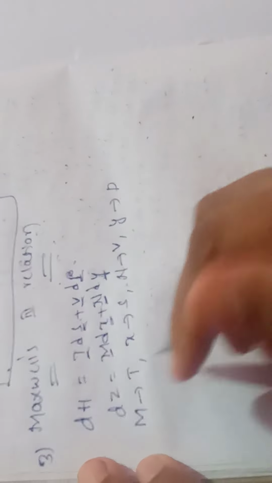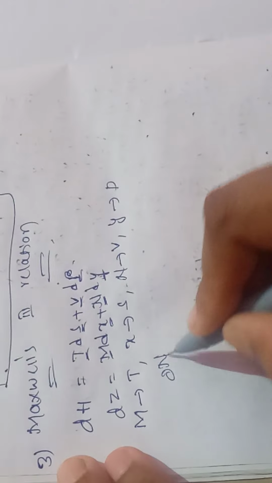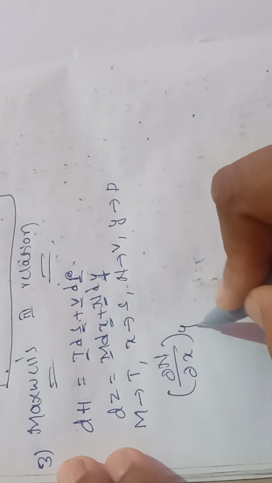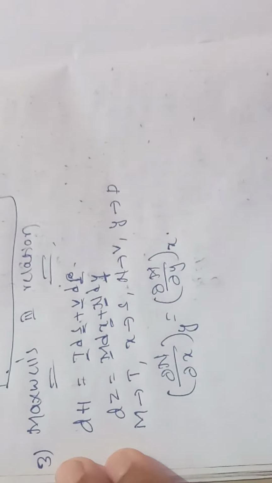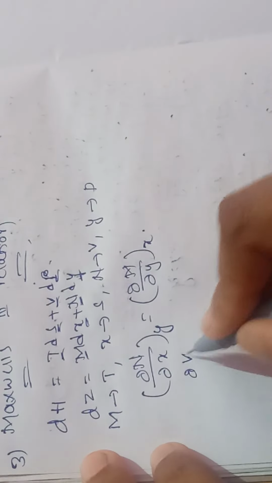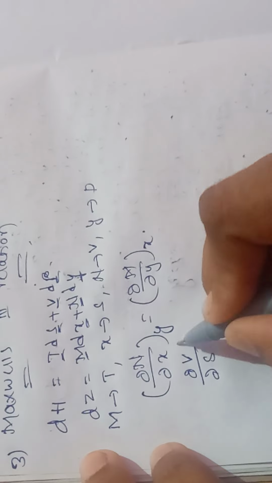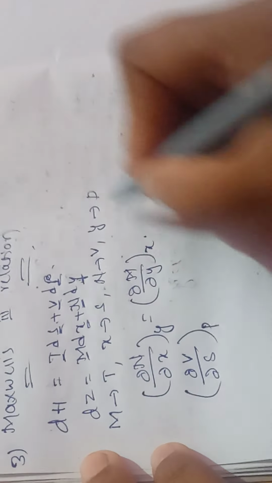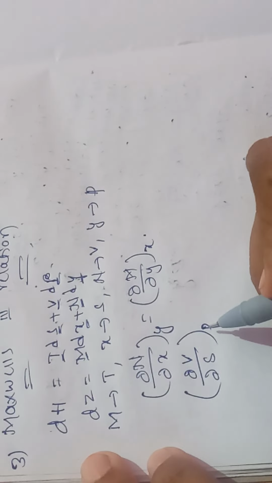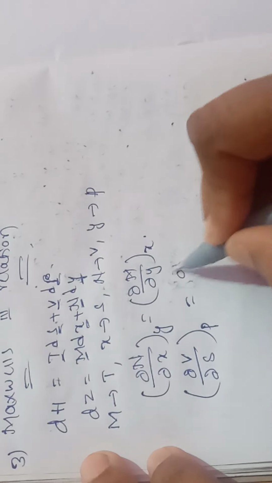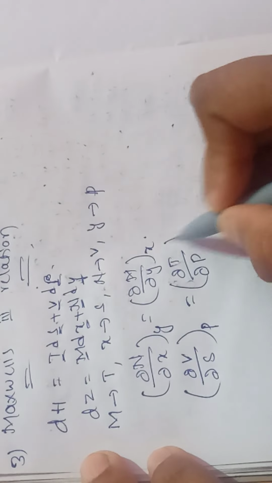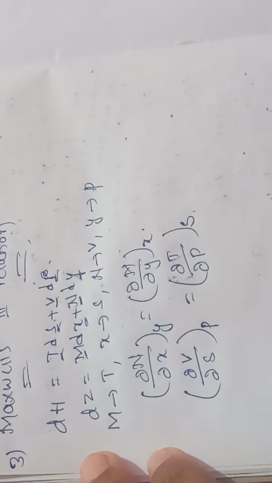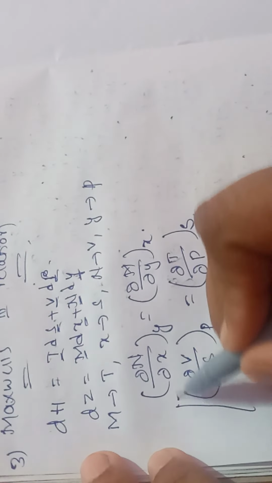Right? Now next what I will do, I will substitute in ∂N/∂x at y equal to ∂M/∂y at x. So what is N? V. What is x? S. What is y? P. So ∂V/∂S at P equal to, what is M? T. What is y? P. And what is x? S. ∂T/∂P at S. So this is Maxwell's third relation.